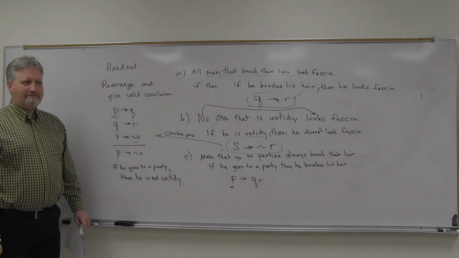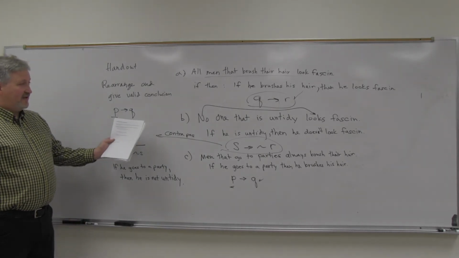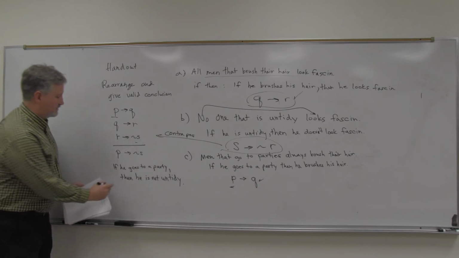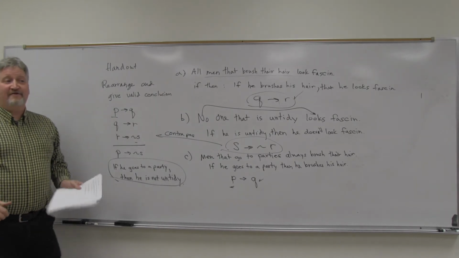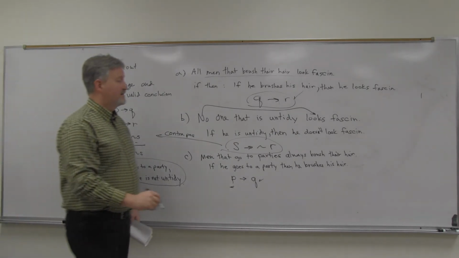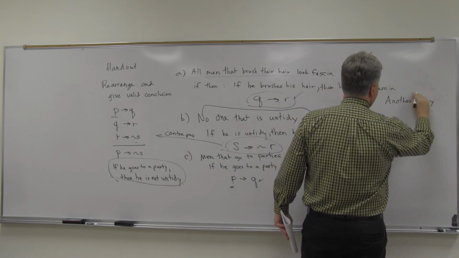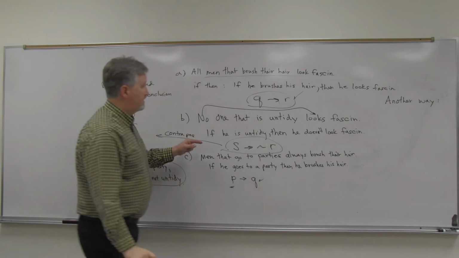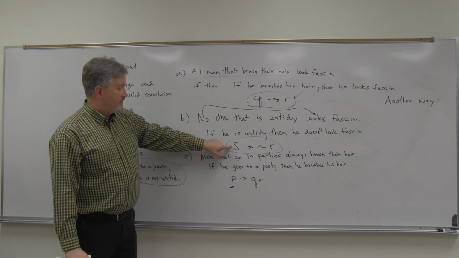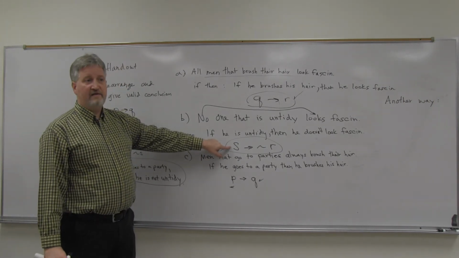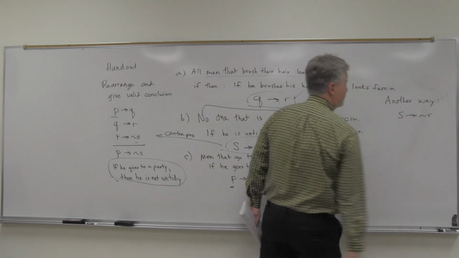Okay? Now, so that's our conclusion. The other question I asked on this handout, though, is there another valid conclusion? And the answer is yes. So another way we could do this, so we started here with the P, but could just as well have started with the S. So that would have been S arrow not R.